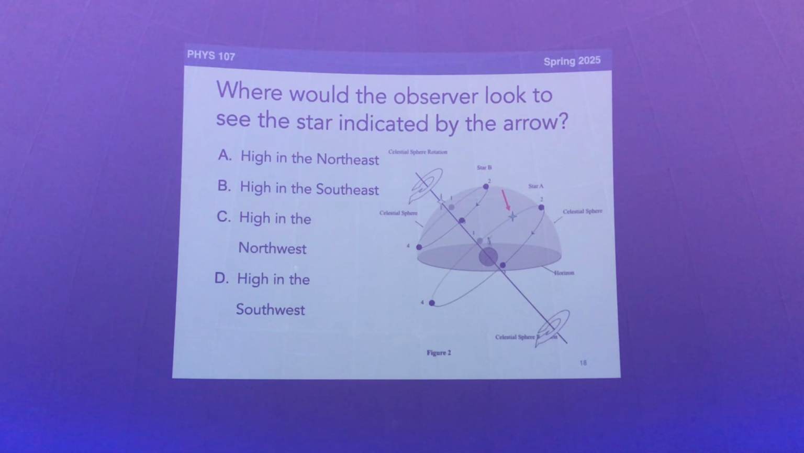I know we all got it wrong. I always have to remember, where does everything rise? It rises in the east. And every time I'm in front of this room, it just goes out of my brain for a minute.